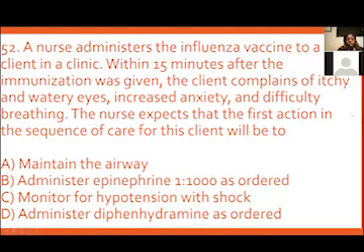So the question reads, a nurse administers the influenza vaccine to a client in a clinic. Within 15 minutes after the immunization was given, the client complains of itching, watery eyes, increased anxiety, and difficulty breathing. The nurse expects that the first action in the sequence of care for this client will be to maintain the airway, administer epinephrine 1 to 1,000 as ordered, monitor for hypotension and shock, or administer diphenhydramine as ordered.